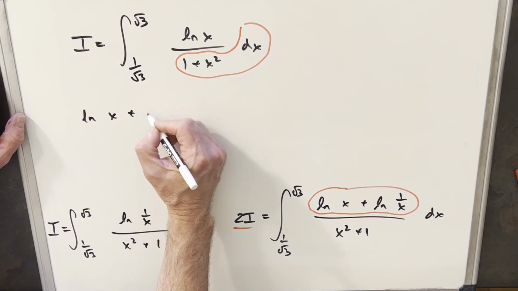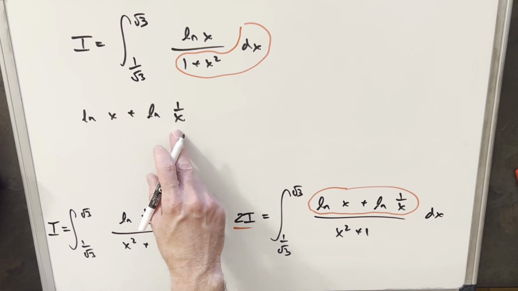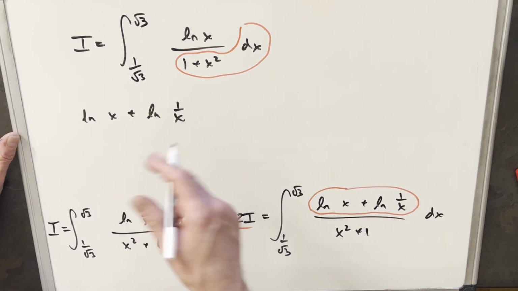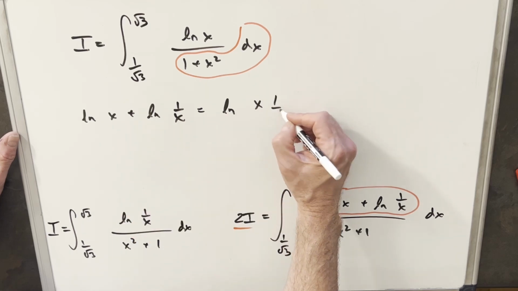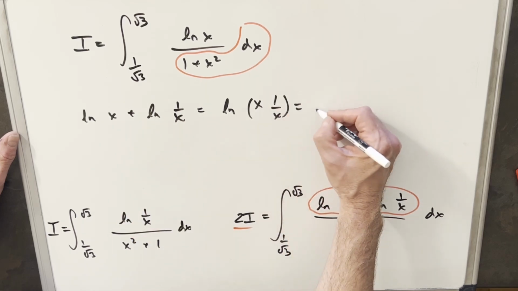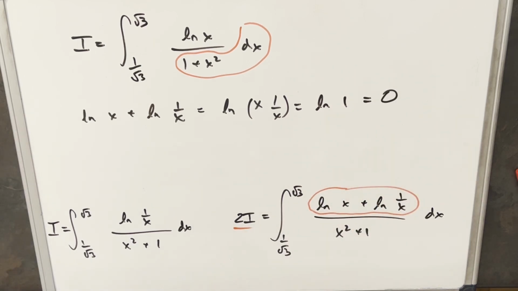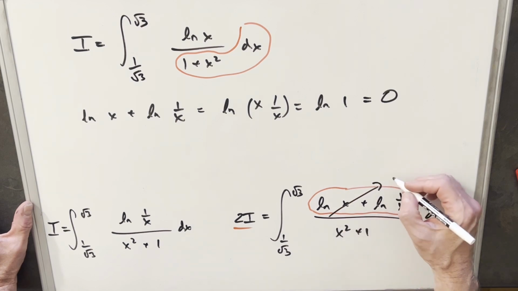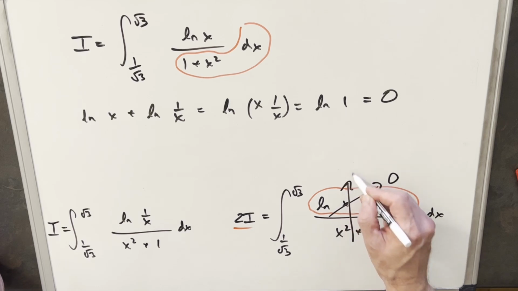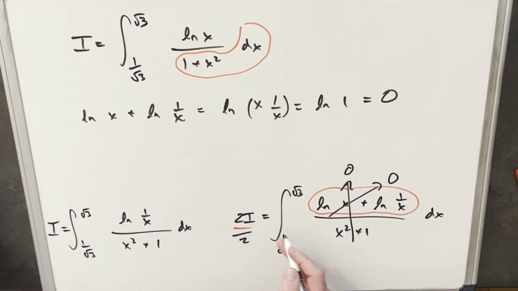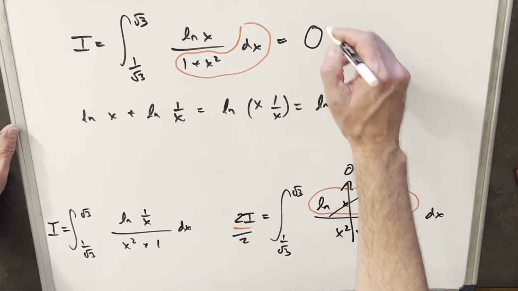So if we have ln x plus ln 1 over x, we could do this two ways actually. We could break this one up as ln 1 minus ln x. Or by log properties, we can multiply them together. We'll have ln of x times 1 over x, but that's actually the same thing as ln of 1, and that's actually the same thing as 0. So what happens here is the numerator is 0, but if the numerator is 0, the whole integral is 0. And we could divide by 2 here because we have two copies of the integral, but 0 divided by 2 is still 0. So for our solution, it's just going to be 0.